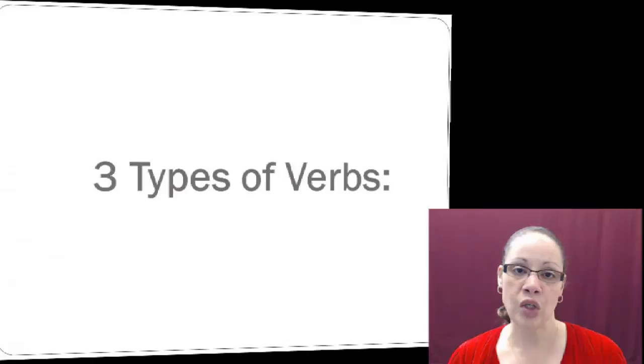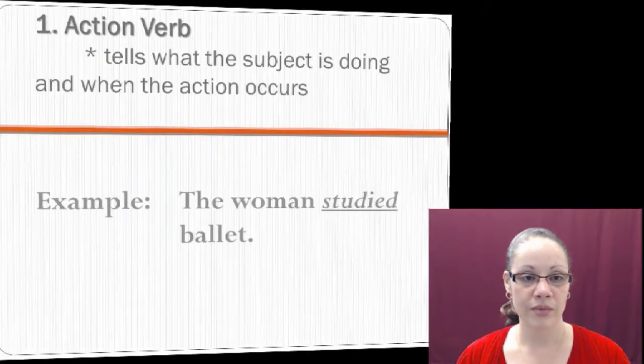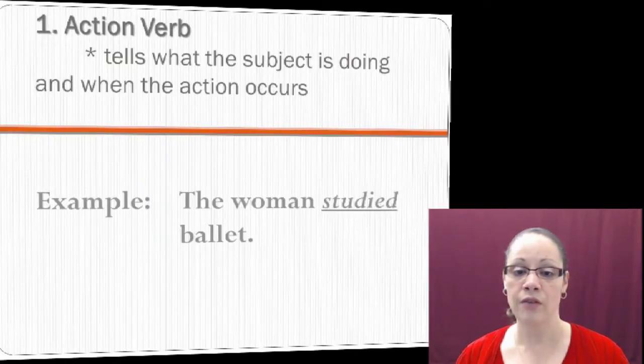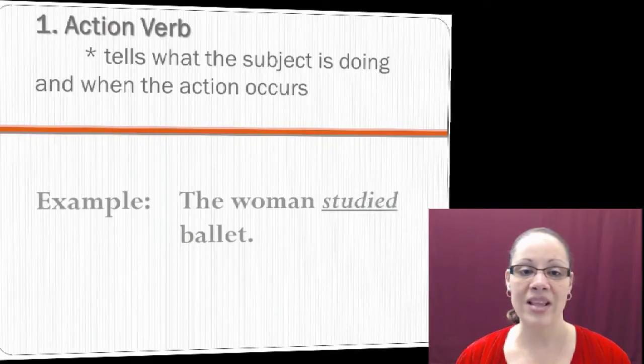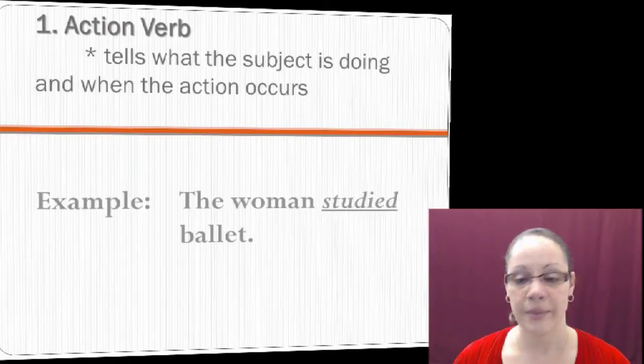Now we're shifting gears to our 3 types of verbs. The first type of verb is the action verb. It tells what the subject is doing and when the action occurs. Our example is: the woman studied ballet. Studied is our verb. Who or what studied? We have to ask that question to find our subject, the woman. The woman studied tells us when she studied, and since it's a regular action verb, I'm adding ED to it, so I know she's done it already.